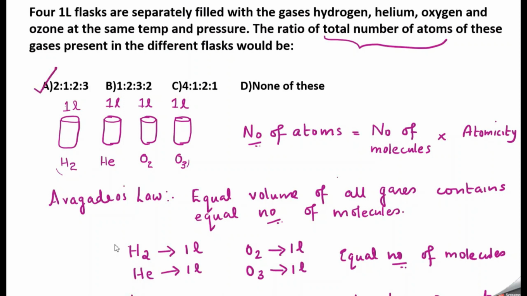Suppose in an exam they ask you the ratio of the total number of molecules. Please believe that the number of molecules will remain the same. In that case, the ratio will be 1 is to 1 is to 1 is to 1, let it be any gas. I hope you understood this question.